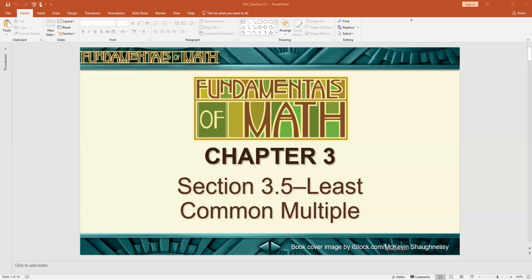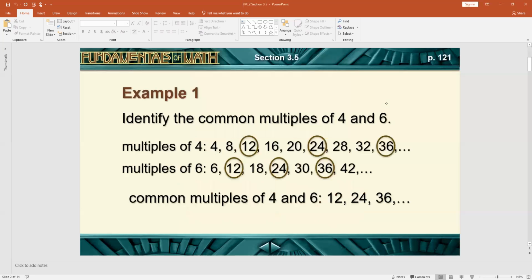So let's just go ahead and get into the PowerPoint real quick. So example 1 that they have there for you on page 121 at the top, it's wanting you to identify the common multiples of 4 and 6. So you can see with the multiples of 4, they've given the multiples way up there, 1, 2, 3, 4, 5, 6, 7, 8, 9 multiples of 4, and then the multiples of 6. So you see that the two numbers have 12 in common, they have 24 in common, and then they have 36 in common.